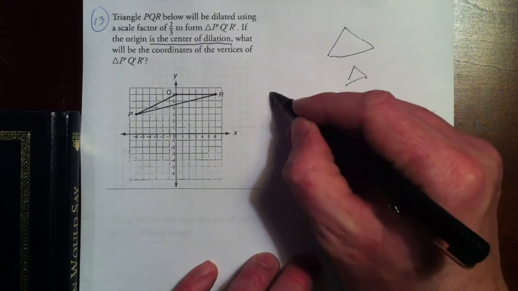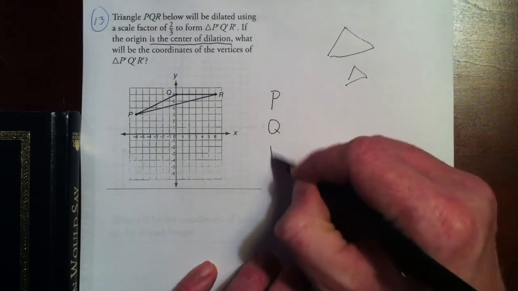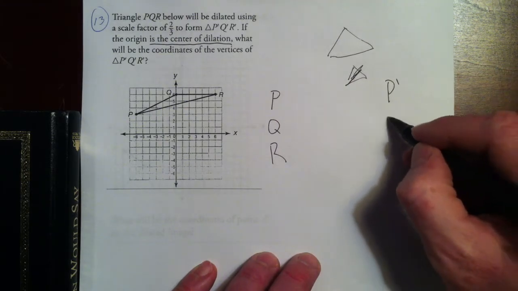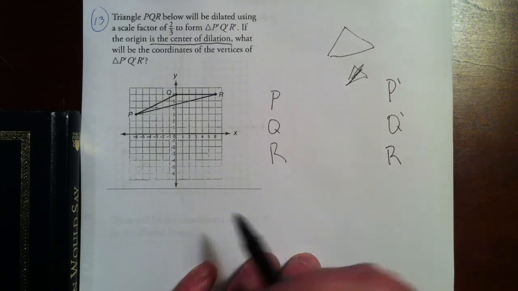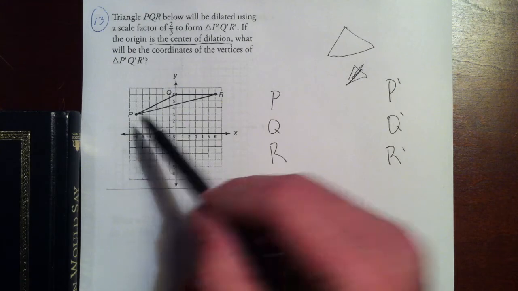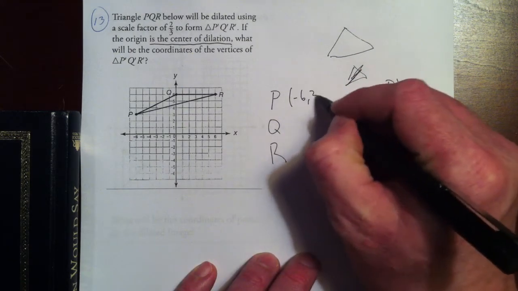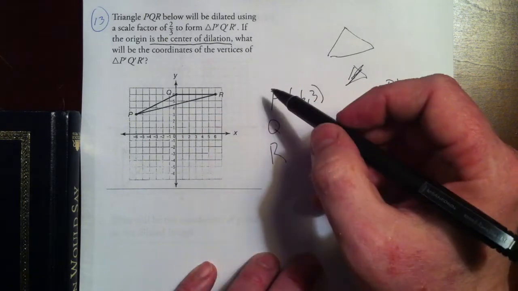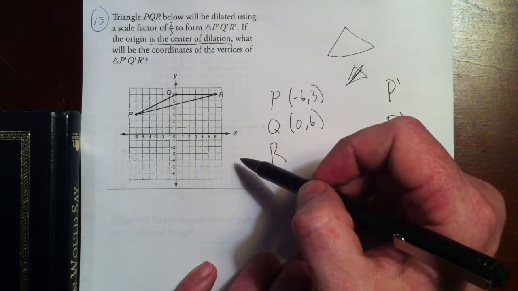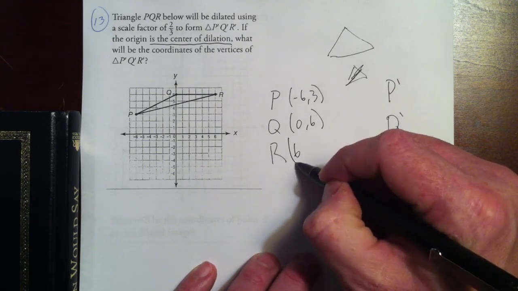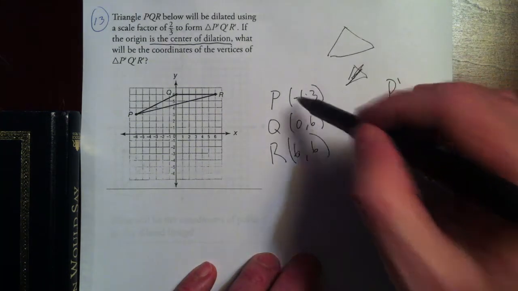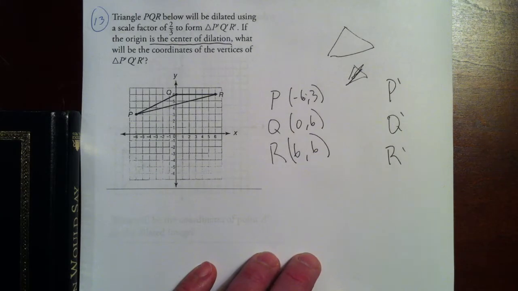Well, in order to do that, we have to take a look at P, Q, and R to find out what P prime, Q prime, and R prime will be. P in this case is -6, 3. Q is 0, 6. R is 6, 6. Well, guys, now all we need to do is multiply everything in here by a 2/3 factor to get our new coordinate points.